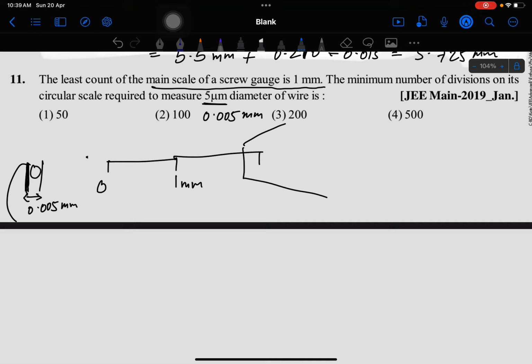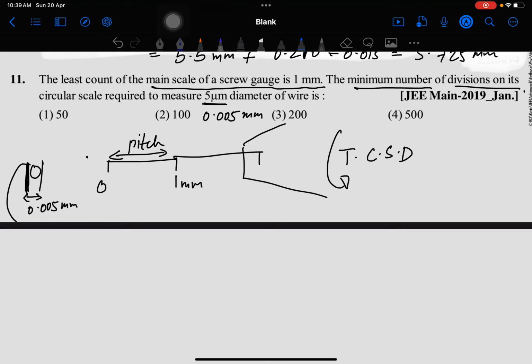So therefore this is nothing but the pitch itself we are going to take. Okay, and now you want to find out the total number of circular scale divisions to measure 0.005, and we want the minimum number of divisions on the circular scale. Minimum meaning at least some value, right? At least it must be this much. Anything more is also valid.